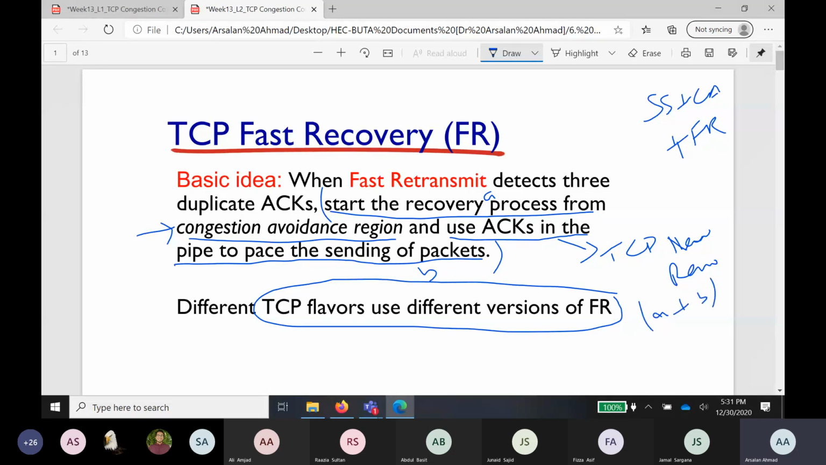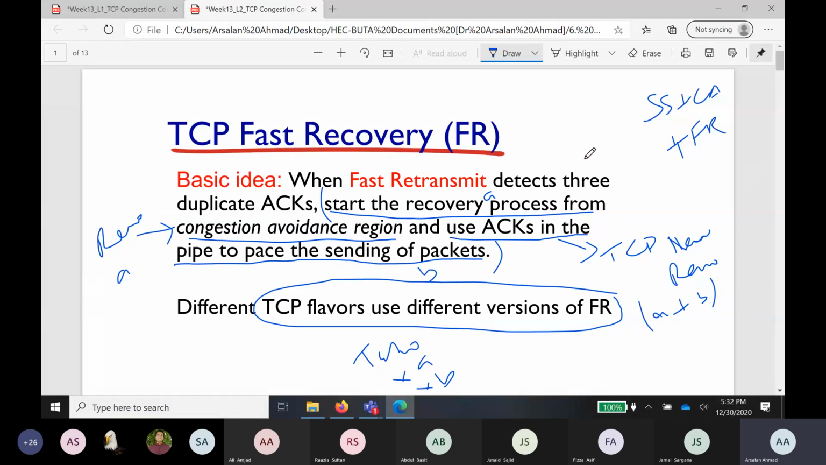But Reno does just A. It does not use the ACKs in the pipe to pace the sending of packets. It just starts the recovery process from congestion avoidance. And Tahoe does nothing, neither A nor B. Tahoe does not use the fast recovery thing. It just uses slow start plus congestion avoidance plus fast retransmit.